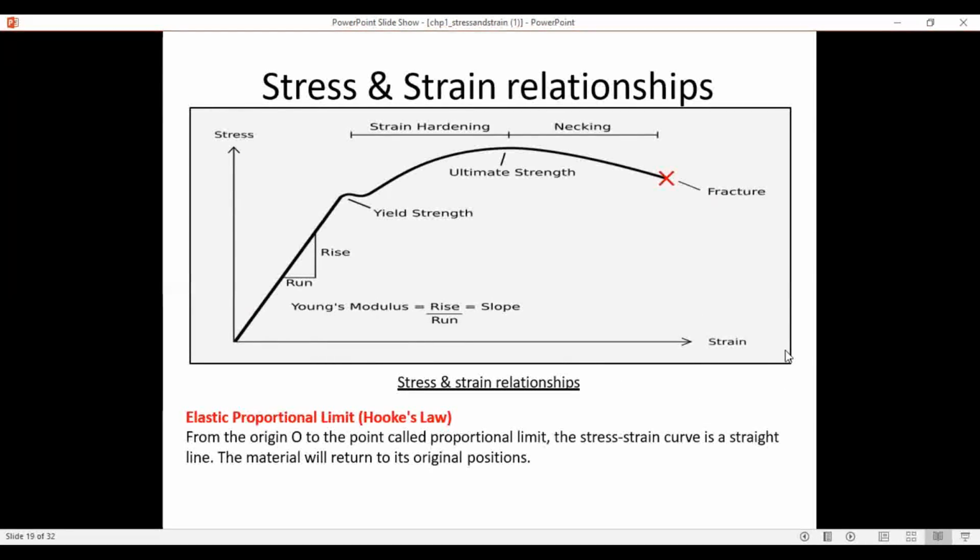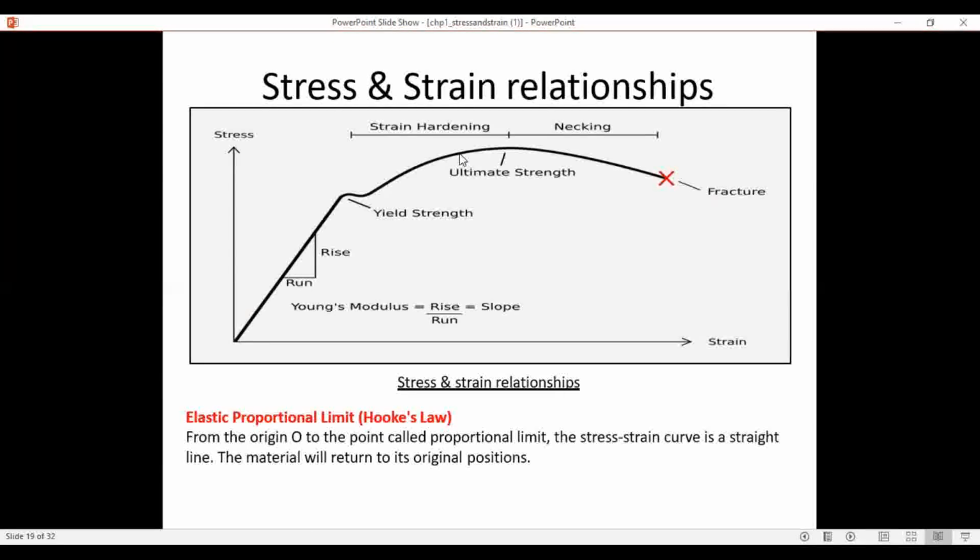Our curve or graph will simply look like this, where from this certain point until the point of ultimate strength, it shows strain hardening, and after ultimate strength to the fracture, it shows the necking. At the first step, it goes very steep until the yield strength, then goes down and curves upward until the ultimate strength.